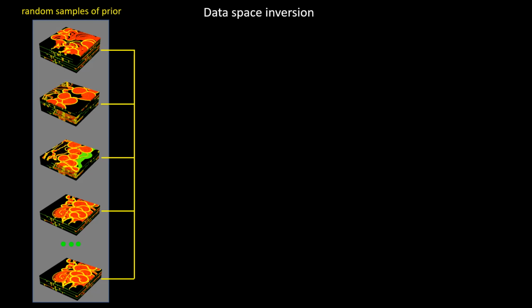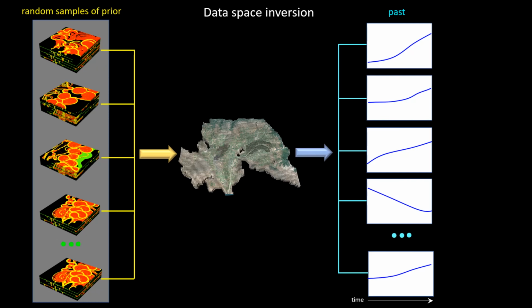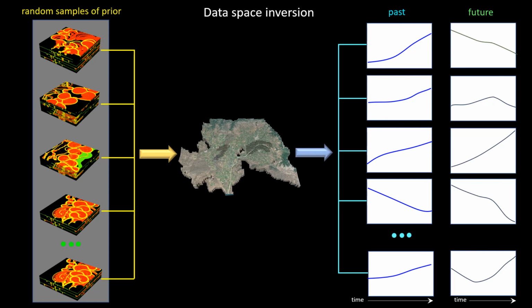We start off the same way as we did for option 1. We run the model 300, however many times, with our parameter fields of arbitrary complexity. We run the model over the past and into the future. Now let's focus on a few predictions which we encapsulate in this vector S.